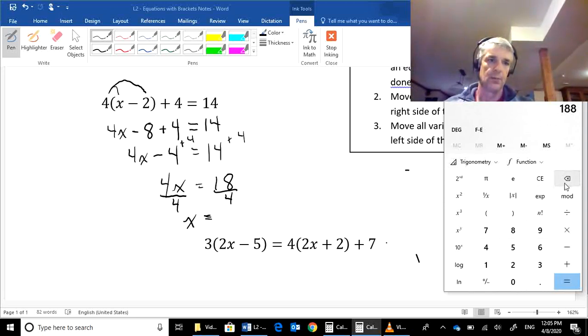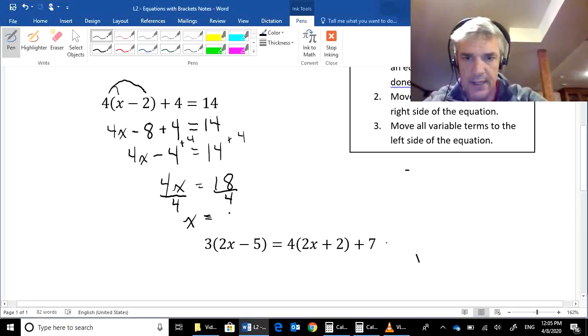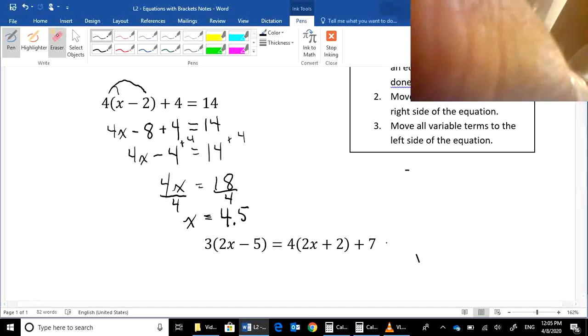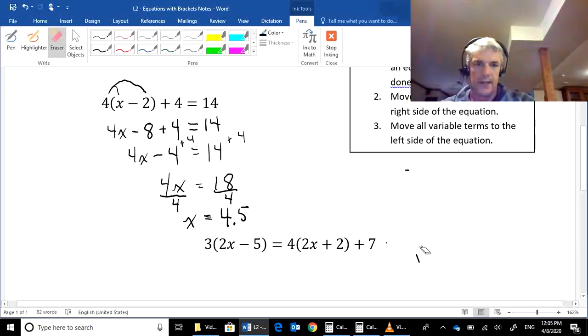How do I get that to go backwards? I'll do that again. 18 divided by 4 equals, and it tells me the answer is 4.5, and that is the correct answer. 4.5, and I'm all done. Nicely done, the first one. Okay, and now we can go on to the second example.